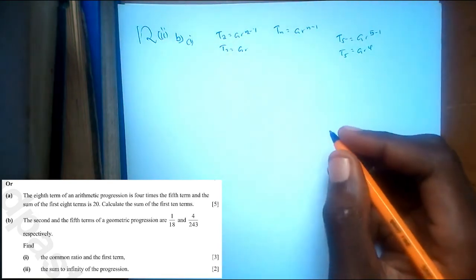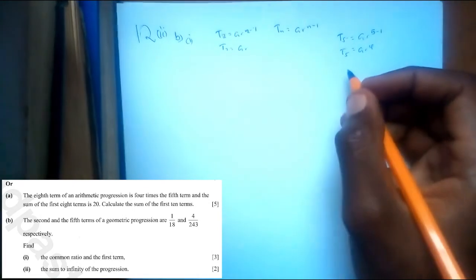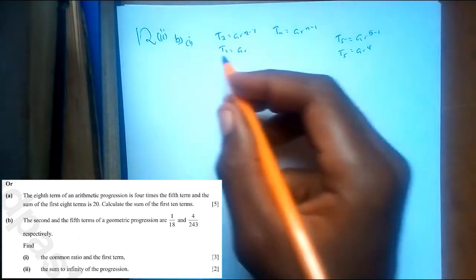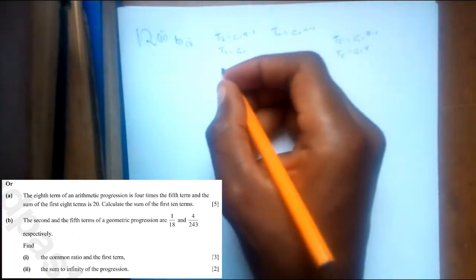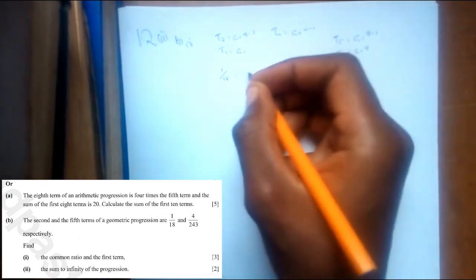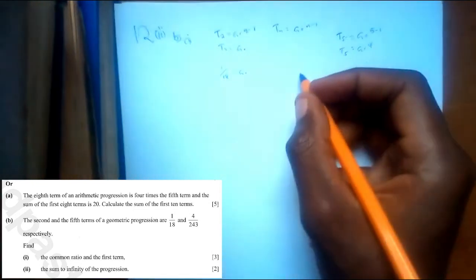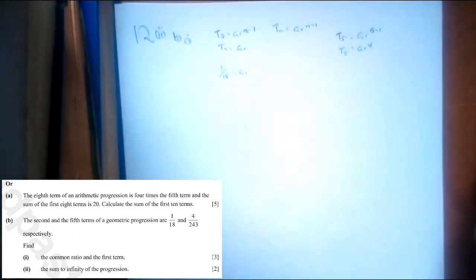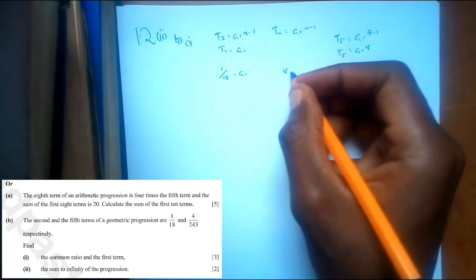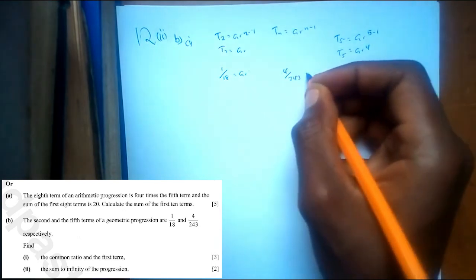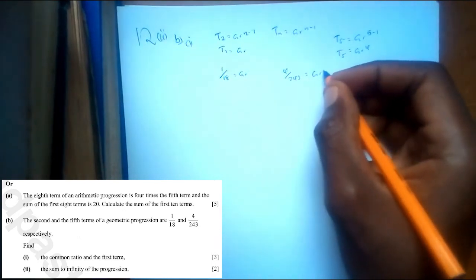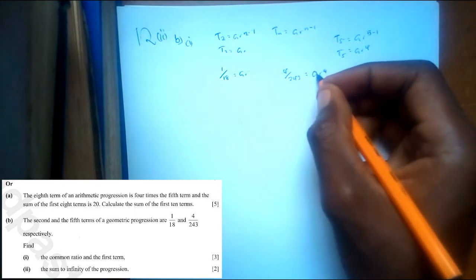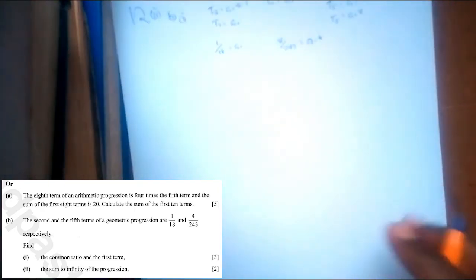Okay. So we've been told that our T2 is just 1 over 18, ar, then our T5 is just 4 over 243, is equal to ar to the power 4. That's our fifth term.